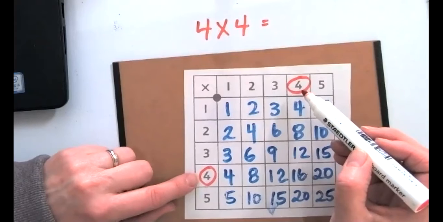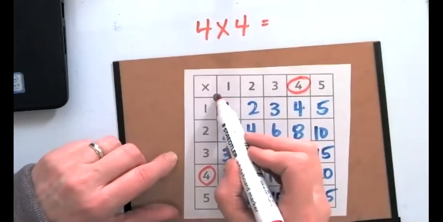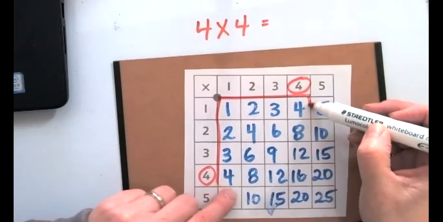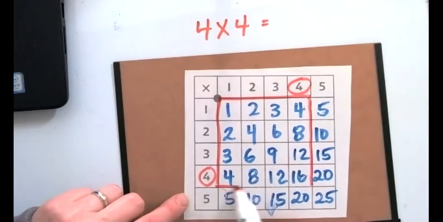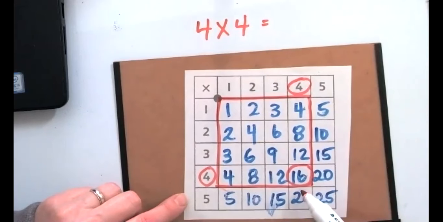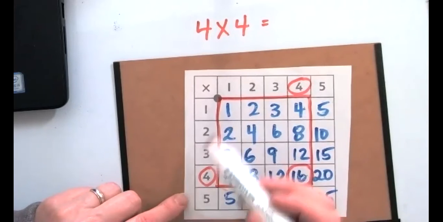And then I'm just going to go, so you can go across like that, down. And then I'm going to meet where this one and this one meet. This is the answer. 4 by 4 is 16. That's how these charts work.